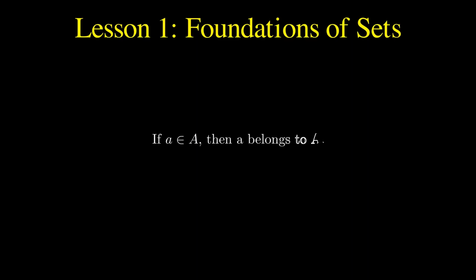If we say a belongs to set A, we write it as a ∈ A. So this symbol means belongs. But if something is not part of a set, for example b not in A, we write it as b ∉ A, b does not belong to A. Simple. There are two main ways to represent sets.